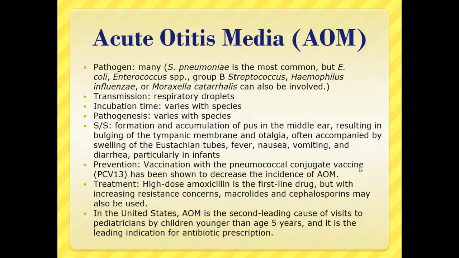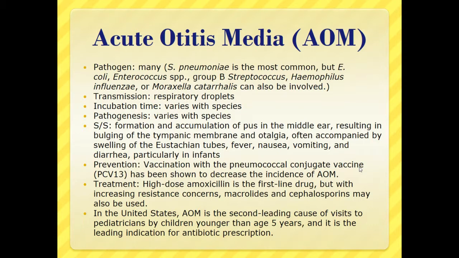Now, we talked about otitis externa in chapter 21. Now we're going to get into otitis media, and we consider otitis media as a respiratory infection because the infection comes from the throat up that eustachian or auditory tube. There are a lot of different pathogens that can cause otitis media. You see there Streptococcus pneumoniae is most common, but E. coli, Enterococcus, the group B streps can all be involved. Viruses can also cause acute otitis media.